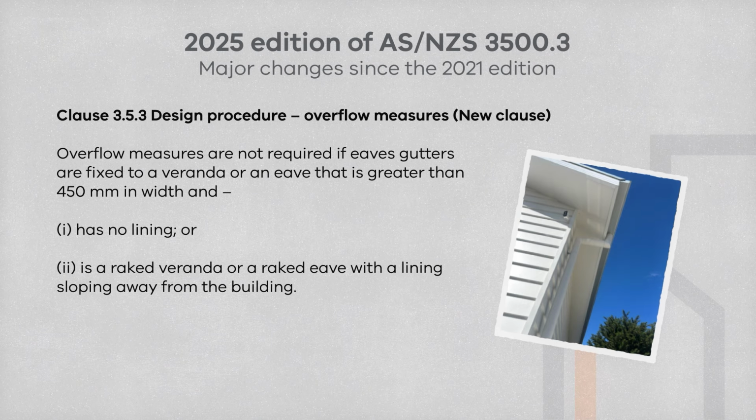The reason is simple. In these cases, any overflow water cannot make its way back into the building. It just flows clear to the outside, so there is no risk of water ingress. Here are two examples where overflow measures are not actually required.